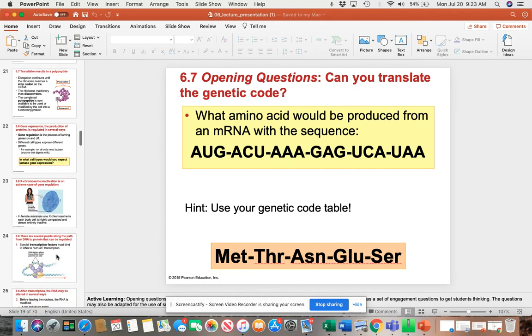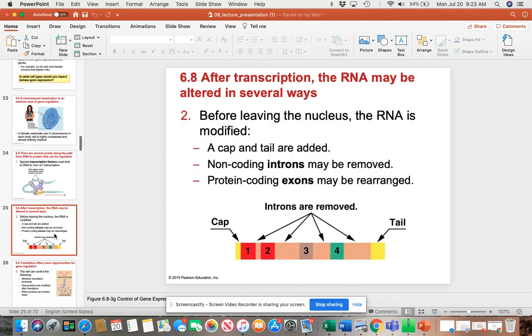All right, so basically, how is the mRNA built in the nucleus? Your mRNA actually has a protective cap and a poly A tail. That means the tail is AAAAA, or the base adenine.